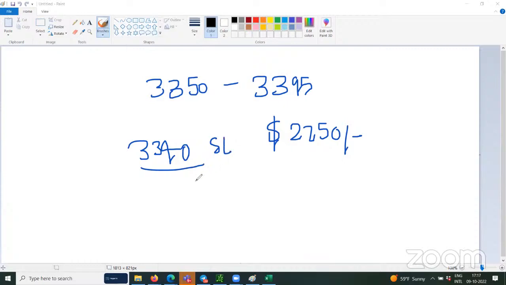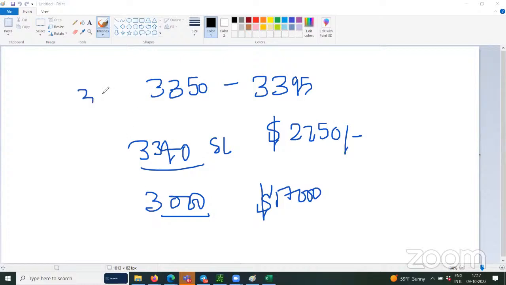Now, the possibility is what happened in COVID: US was closed, and it opens at 3,000. Oh man. And it happened, right? So now you are in a loss of $17,000 per lot. How do you calculate that? It's $50 per move. If it is 3351, you are in a gain of $50, then $100. Every 1 point move is $50.